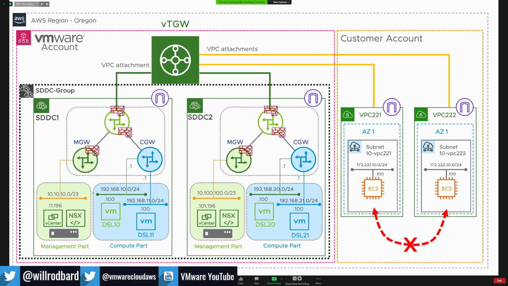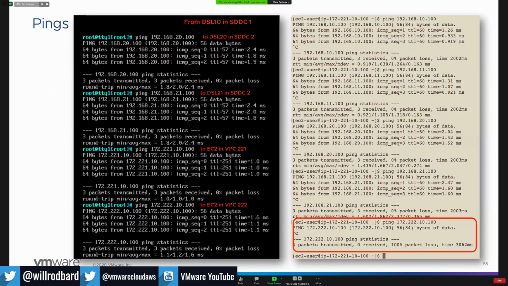VPC to VPC is not allowed, okay? This is a decision from the business unit. We can argue with it, but for now, on the first release, this is not allowed. So here are some pings if you want to have a look.